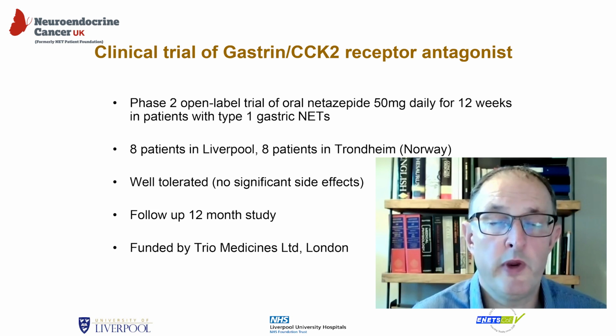In this first trial, we recruited 8 patients in Liverpool and 8 patients in Norway, all of whom had type 1 gastric neuroendocrine tumours. We initially gave them the tablet once a day for 12 weeks, and when it was well tolerated in that study, we gave it to most of the same patients for a following 12 months.